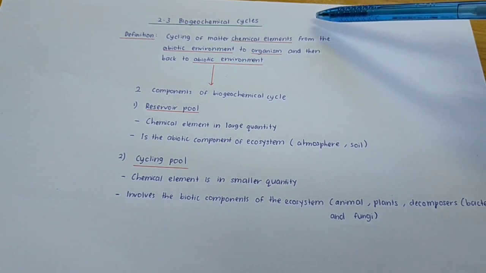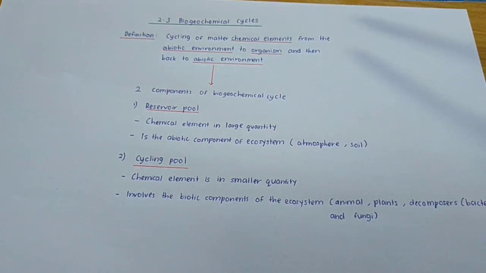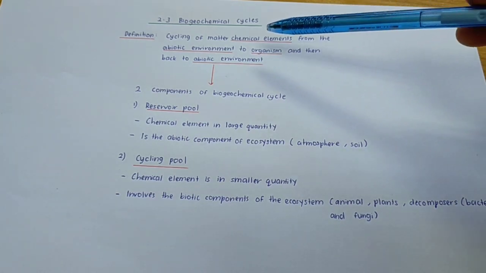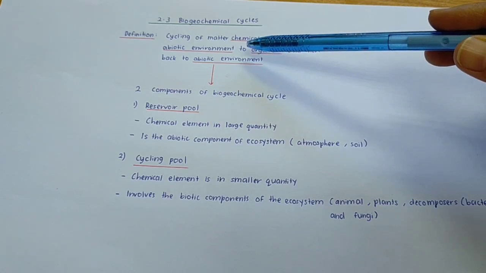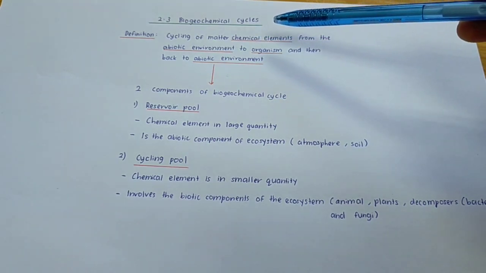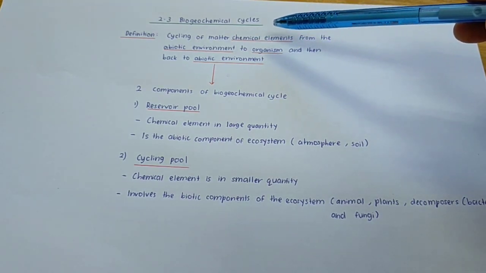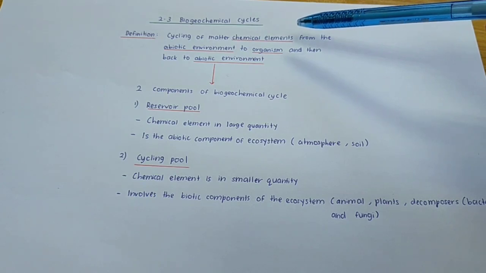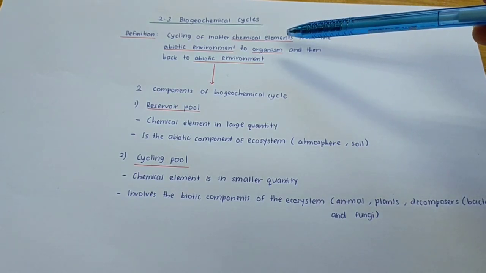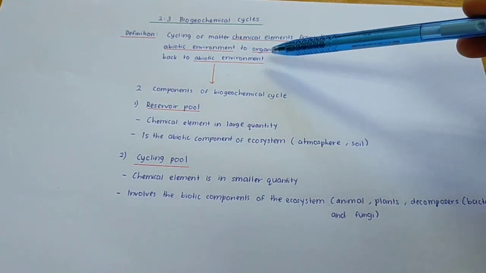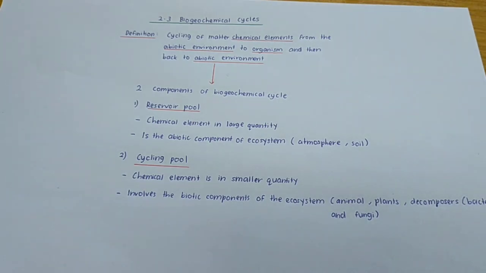So the keywords here are cycling of matter, chemical elements. What is an example of chemical elements? For example, carbon, nitrogen and also phosphorus. Where do these chemical elements come from? They come from the abiotic environment. What are examples of abiotic environment? Atmosphere, soil and also ocean. So what happens to these chemical elements? They will cycle from the abiotic environment to the organism. The organism is a biotic component, and then what happens to the element? Later it will be transferred back to the abiotic environment. So this is what we call the biogeochemical cycle.